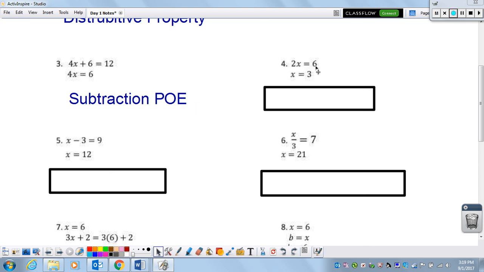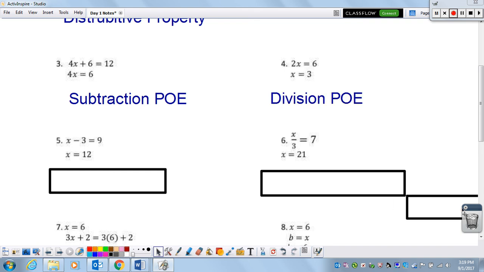Number 4, we have 2x equals 6. That turns into x equals 3. Here we had 2 times x and a 6. To get rid of the 2 times x, we're going to divide to just get the x, but if we divide on this side, we have to divide on the other side. So that is the division property of equality.